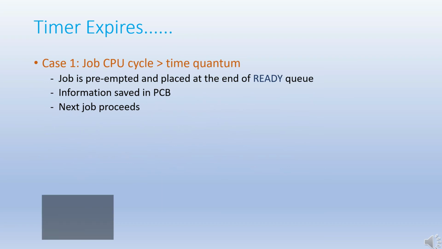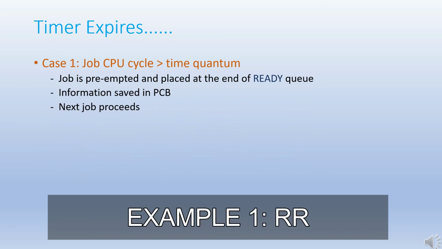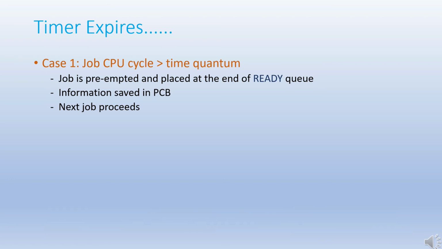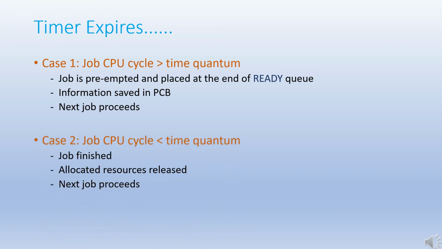In case 1, if the job's CPU cycle is larger than the time quantum assigned to it, the job can't be finished within the time, so it will be preempted and placed at the end of the ready queue. Its information is saved in the PCB and the next job proceeds. In case 2, if the job's CPU cycle is less than the time quantum, the job can be finished, the allocated resources are released, and the next job proceeds.